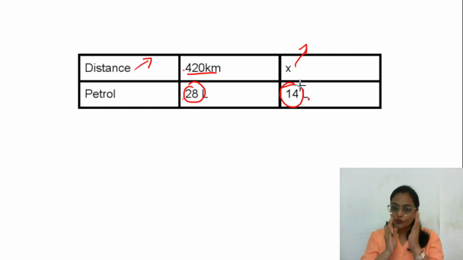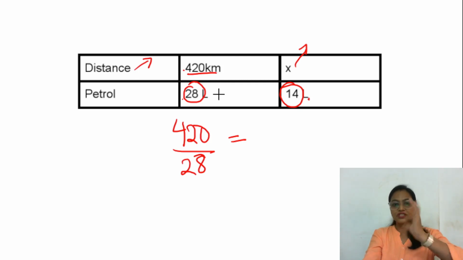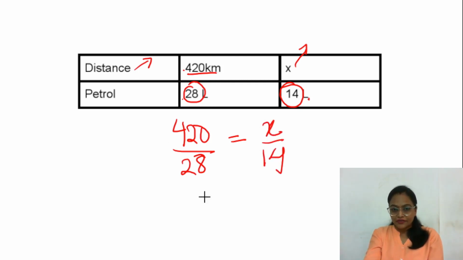So this is the case of direct proportion. In case of direct proportion, we know that the ratio of the two things will be equal. That is, the ratio of distance and petrol will always be the same. So we can write it like this: 420 by 28 will be equal to x by 14.